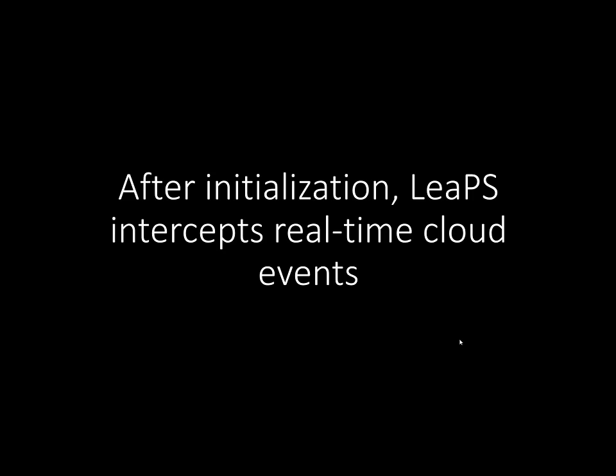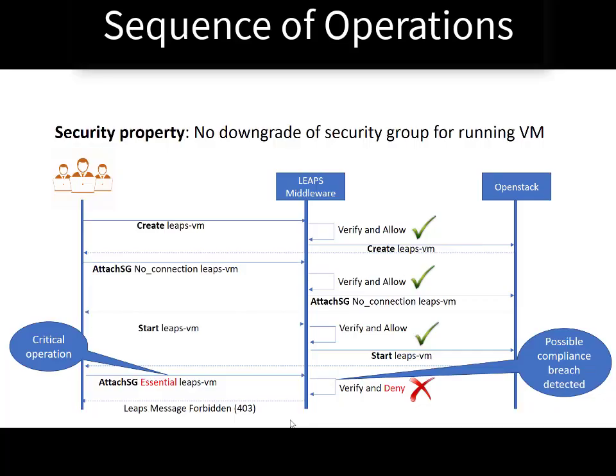After initialization phase, LeaPS will be ready to intercept and verify each operation in the cloud in near real time. To show this, we provide a sample sequence of operations. The security property we're focusing on in our demo is no downgrade of security group for a running VM. This is important since changing security group from no connection to essential, which is a less restricted security group, will allow more connections to the VM and its security level will be downgraded. Therefore, we need to detect such breaches leading to compliance violation.